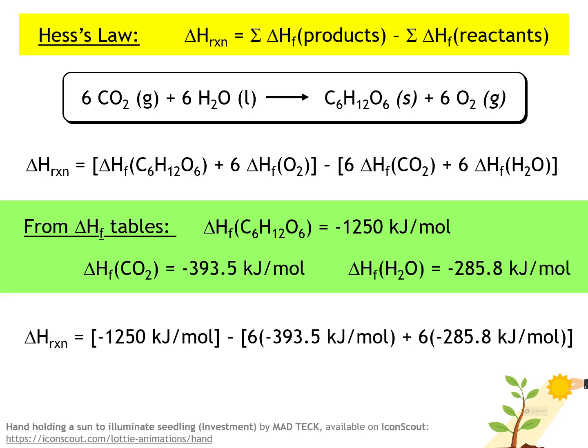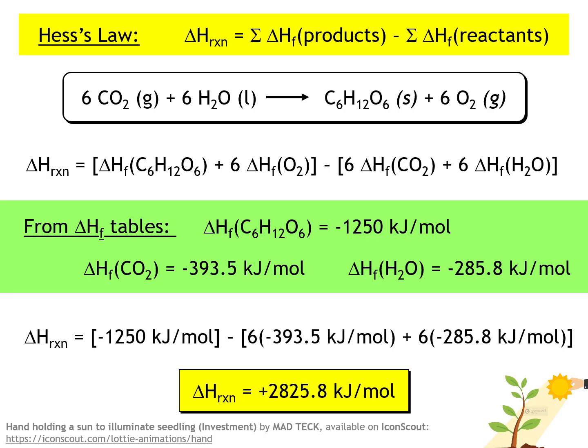We plug the numbers in, and we determine that the heat of reaction, in order to synthesize glucose using the photosynthetic pathway, is positive 2,826 kilojoules per mole. So this is why plants do what they do. It's a way for them to store an awful lot of energy that they harvested from the sun in their chemical bonds.